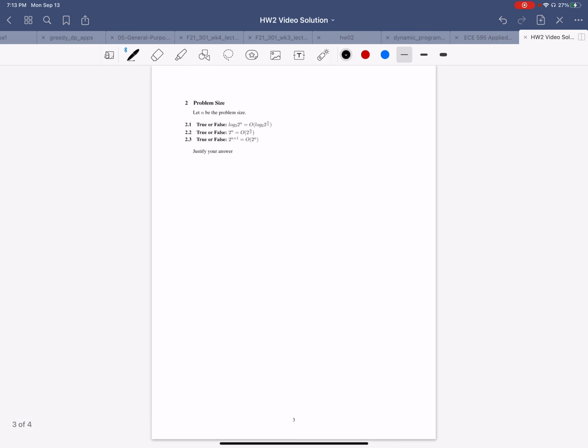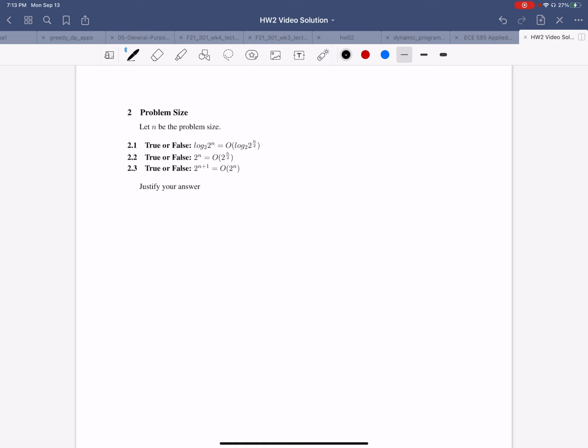Moving on to the next problem, you can also apply your limit definitions here, but notice that we use big O, so I'll write the definition again to just remind us. So for f of n to be big O of g of n, we have to satisfy that the limit as n goes to infinity of f of n over g of n does not equal infinity.